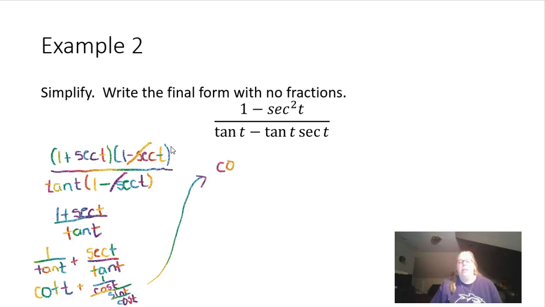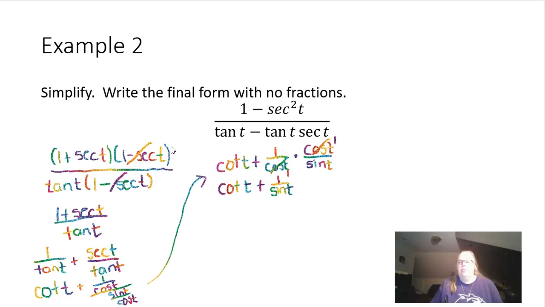We have the cotangent of t plus 1 over the cosine of t times the cosine of t over the sine of t. So we did the invert and multiply thing. And now it looks like I have 2 things that can cancel each other out. So the cosine and the cosine will cancel. That leaves us with the cotangent of t plus 1 over the sine of t, because 1 times 1 is 1, and 1 times the sine is going to give you the sine.